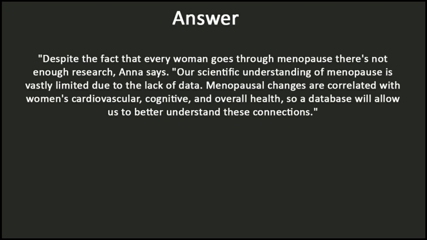Despite the fact that every woman goes through menopause, there's not enough research, Anna says. Our scientific understanding of menopause is vastly limited due to the lack of data. Menopausal changes are correlated with women's cardiovascular, cognitive, and overall health, so a database will allow us to better understand these connections.